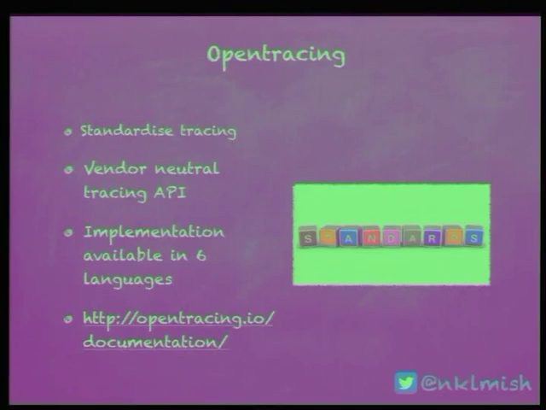What is OpenTracing? OpenTracing helps to standardize tracing. It provides a vendor neutral tracing API. The implementation is currently available in 6 languages, and you can go and read the documentation for more details if you are interested in OpenTracing.